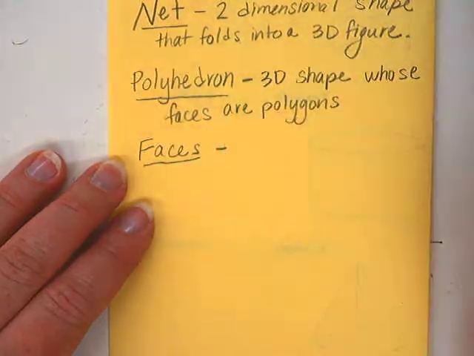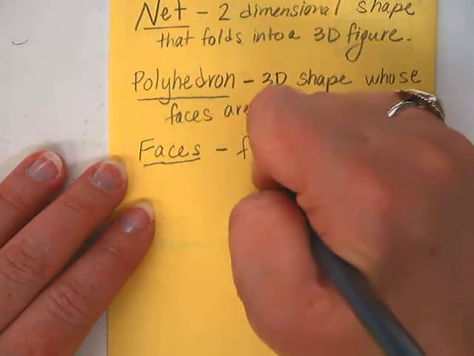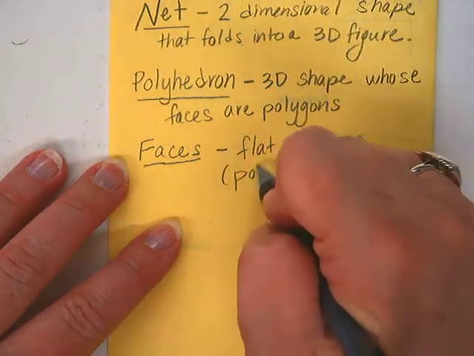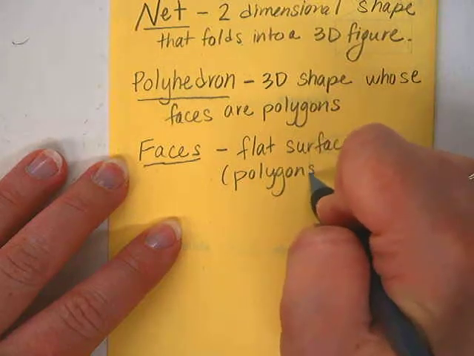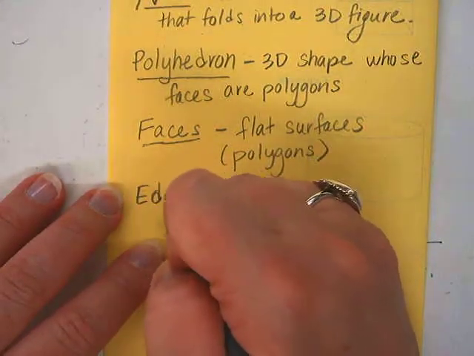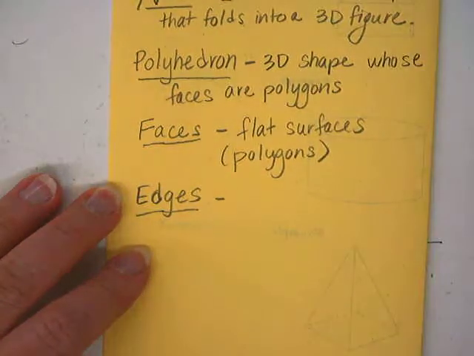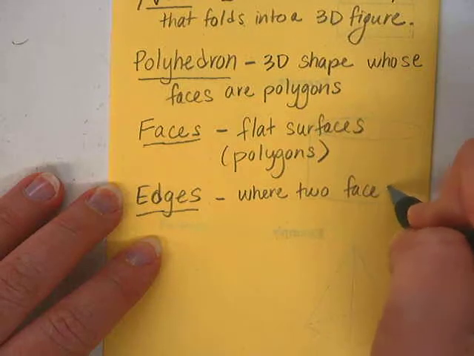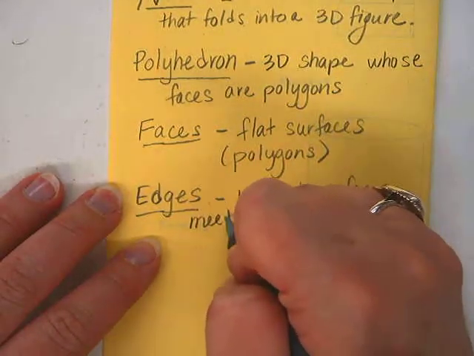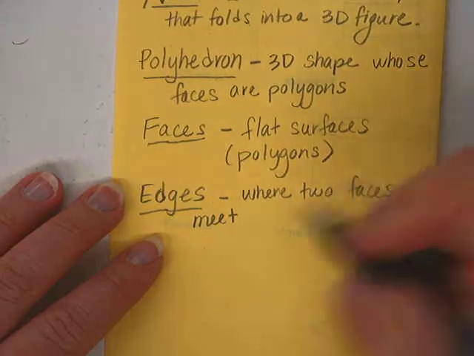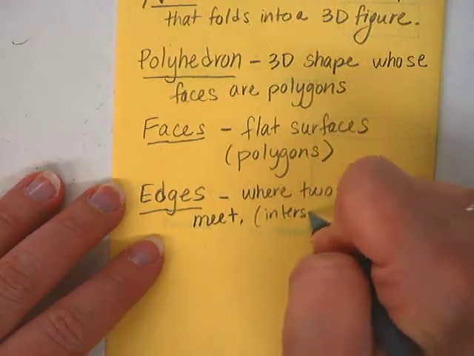Okay? In polyhedrons, we have three things that make up polyhedrons. The main part of polyhedrons are the faces. The faces of a polyhedron are the flat surfaces. Those are the polygons that make our polyhedron. Edges. What do you think edges are? Perfect. Jason used the word meet, so I'm going to put that there. Where two faces meet, but what are some other words that we usually use in geometry that means meet? Intersect. Perfect.